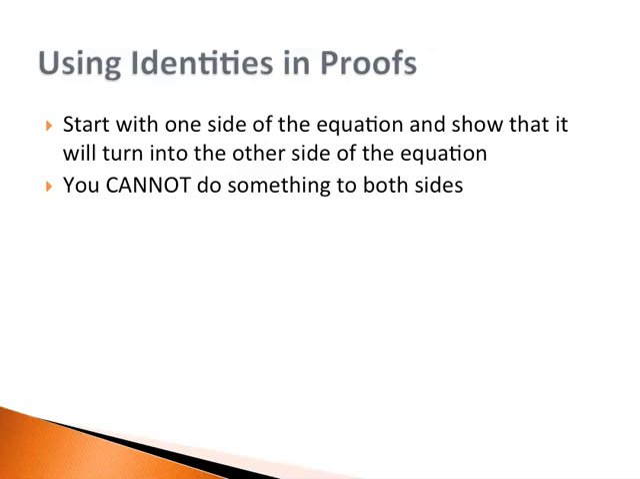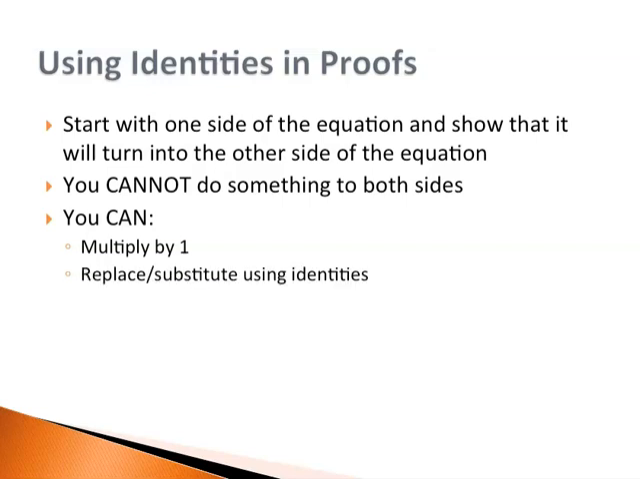Now, things that you can do, aside from just simply using the identities, is you can multiply by 1, so anything that's in the form of 1. So if somehow multiplying something by sine over sine is helpful, that's multiplying by 1. And you can replace or substitute using identities. Now, one thing you do want to do for these proofs is you always want to give a reason for each step.